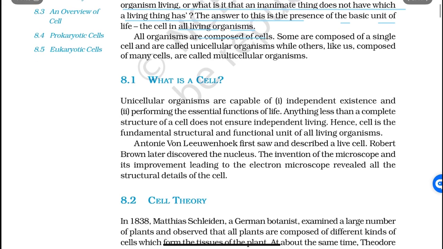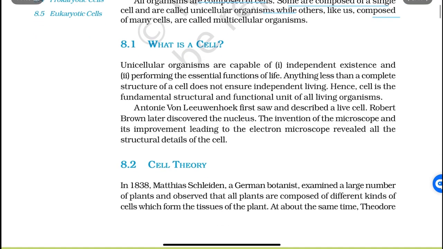All organisms are composed of cells. Some are composed of a single cell and are called unicellular organisms, while others, like us, composed of many cells, are called multicellular organisms. What is a cell? Unicellular organisms are capable of independent existence and performing the essential functions of life. Anything less than a complete structure of a cell does not ensure independent living. Hence, a cell is the fundamental structural and functional unit of all living organisms.